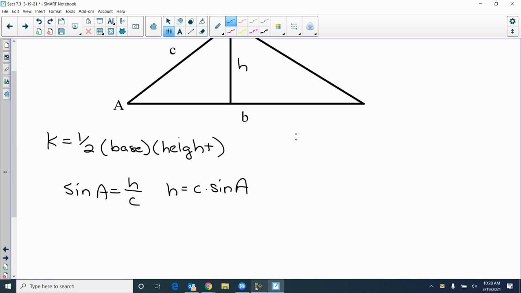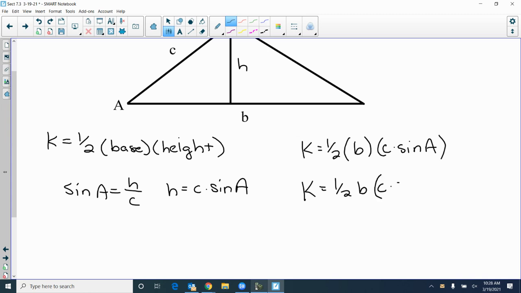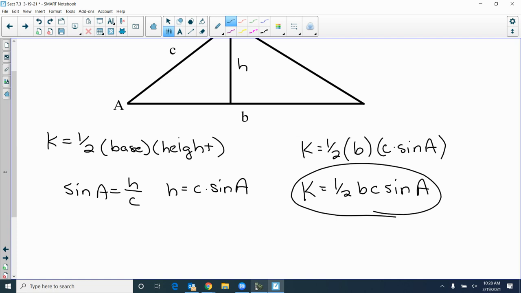So K equals 1/2 B for base, which is that same B there, C times sine of A. And so K equals 1/2 B, I'm just going to make this BC, I can drop the parentheses, BC sine of A. If you're given a side angle side scenario, this is really all you got to do. 1/2 times the two sides times the sine of the angle. Because that'll end up giving you the height.